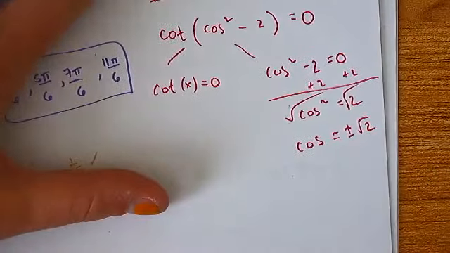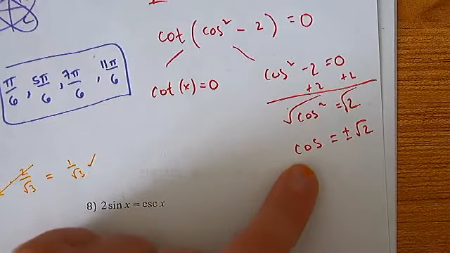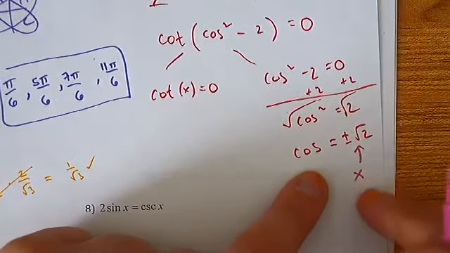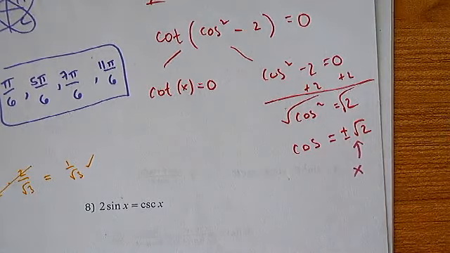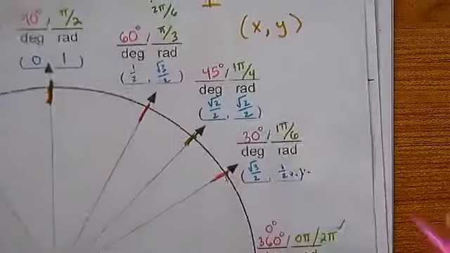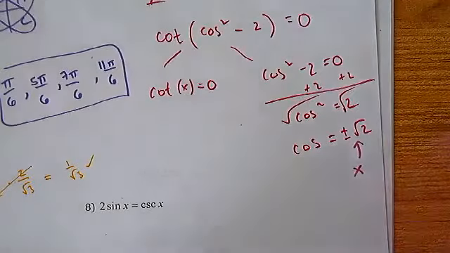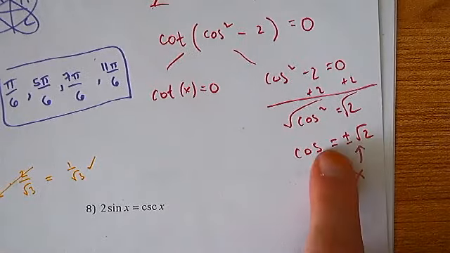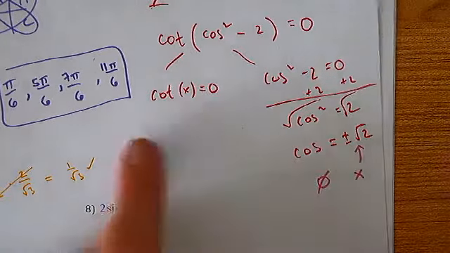All right, let's think about the unit circle. Let's do cosine first. So cosine is x, right? So where on your unit circle is the value of x equal to positive or negative square root 2? It doesn't exist. The closest is root 2 over 2, but that's not the same. That's not what we're asking. So this part has no solution. There is nowhere where cosine is equal to positive or negative root 2. Let's go back over here.